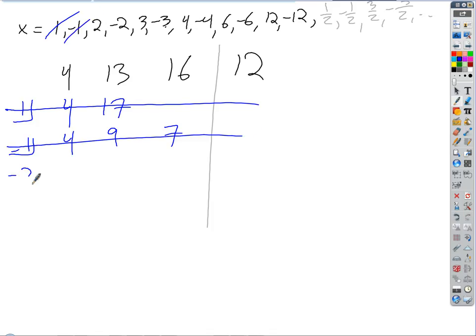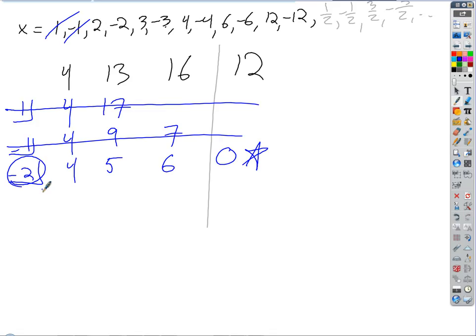Let's try -2. Bring down the 4. -2 times 4, -8 plus 13, 5, good. -2 times 5 is what? -10 plus 6, -2 times 6, -12 plus 12. So that was a winner, right? We got that one to work. So -2 was a hit.